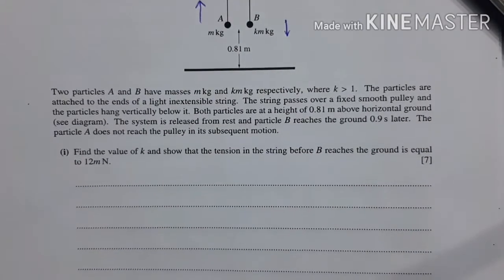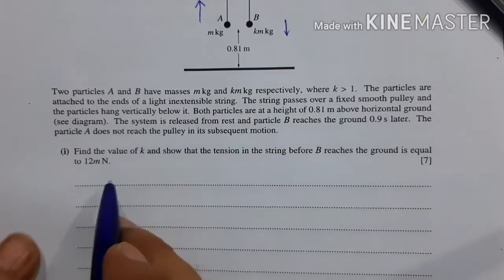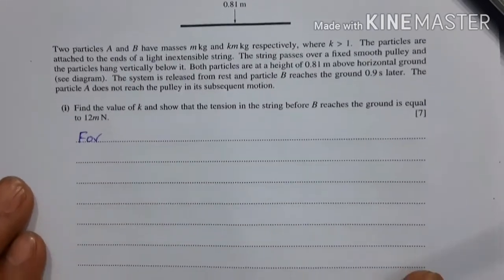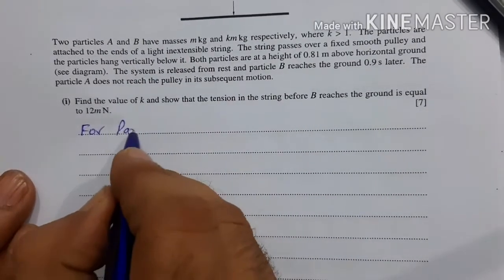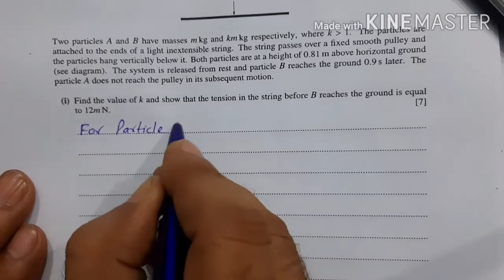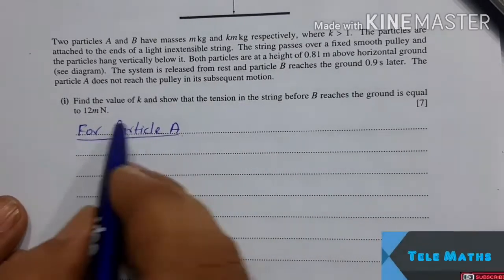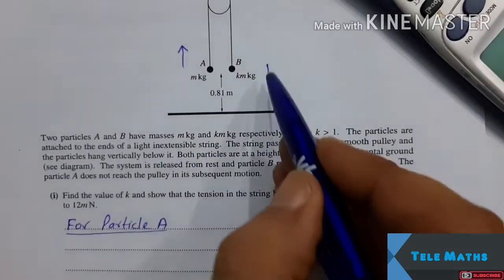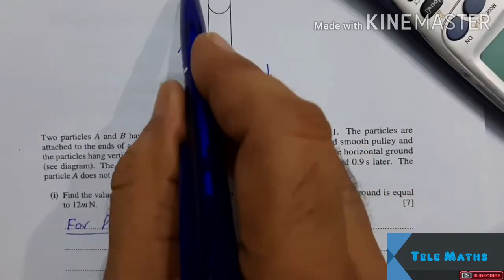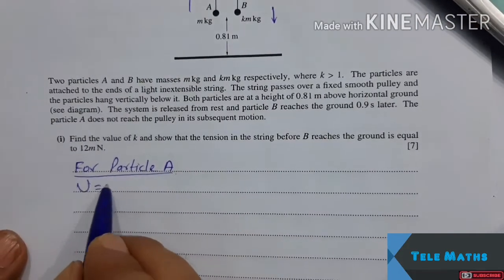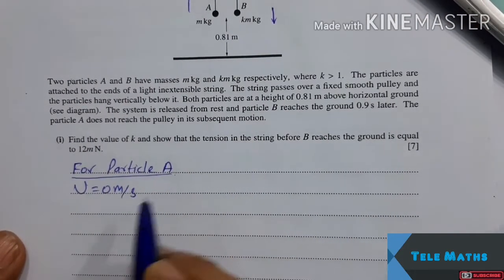Okay, so first of all, for particle A, particle A is moving upward from rest, so it means u is 0 meters per second.